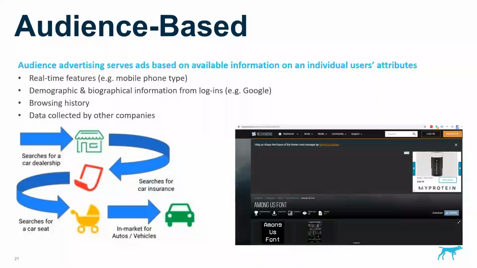On the right-hand side here, I've just got a website that's providing a font, but there's a little ad in the corner for, I think it's a protein drink bottle. So at some point, I've gone to a protein website, and they've identified me that way, and they're showing their ads on these unrelated websites.